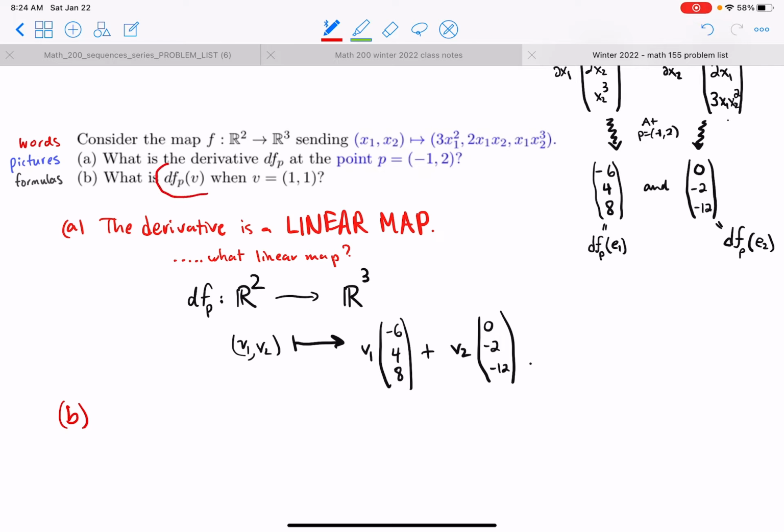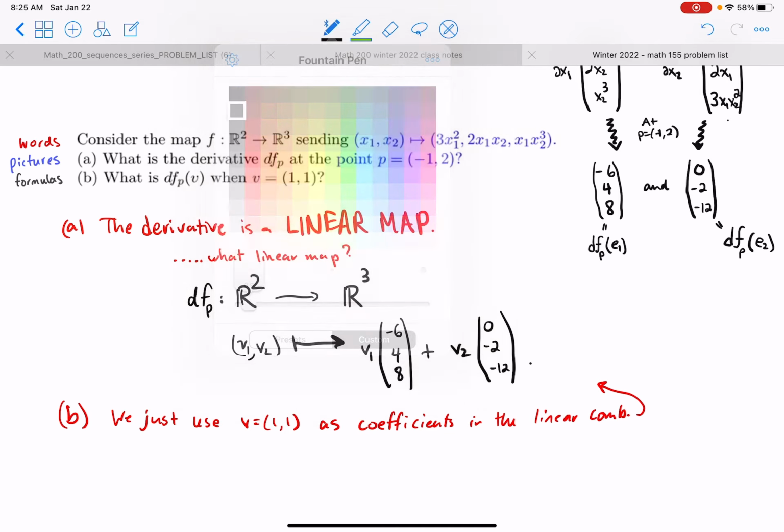What is dfp applied to the input vector v, when v is 1, 1? When v is 1, 1. Okay, well, we just use v equals 1, 1 as coefficients in the linear combination up there. And so I can literally just put a 1 there. That's an 8. And a 1 there.